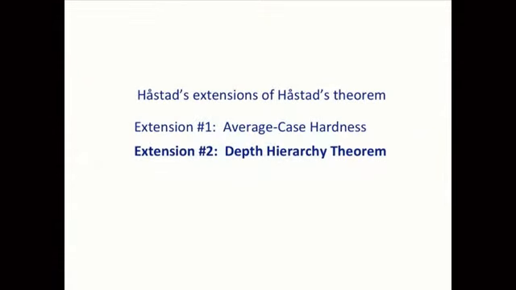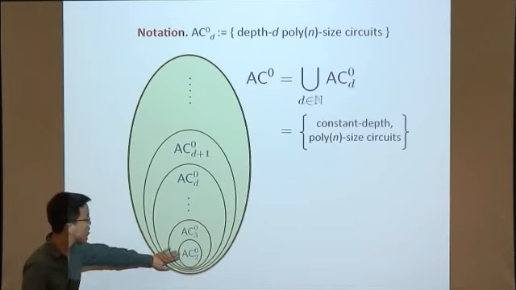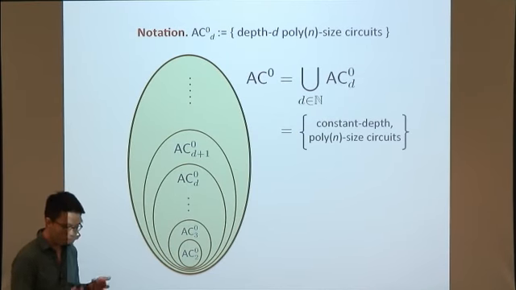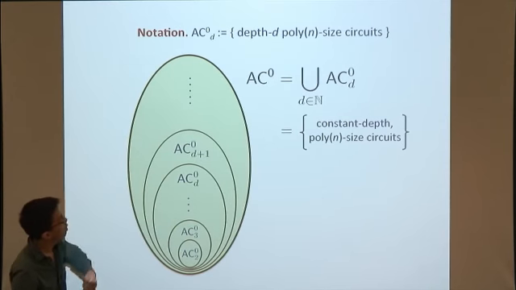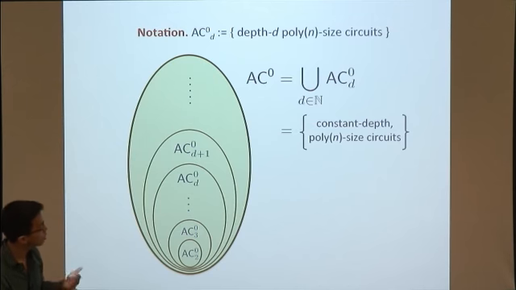Let me talk about the second extension, which is that of a depth hierarchy theorem. And this will take slightly more time. In particular, I need some notation. AC0 sub d is the set of all depth d poly(n) size circuits, or functions computable by them. So depth 2 is not very interesting. It's the set of all polynomial size ORs of ANDs or ANDs of ORs, also known as DNFs or CNFs. Then depth 3 circuits, depth 4, and you take the union of it all, you get AC0, which is the class of all functions computable by constant depth poly(n) size circuits. In particular, parity is not one such function.